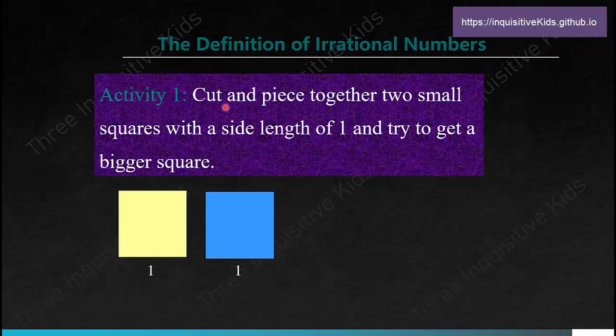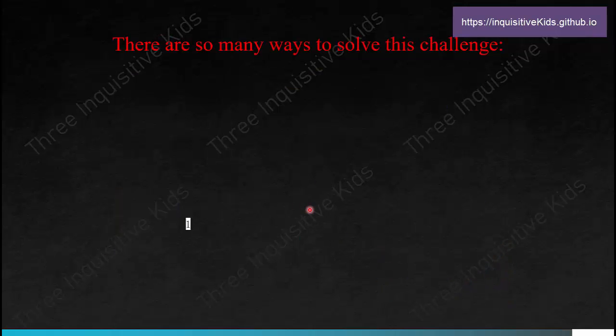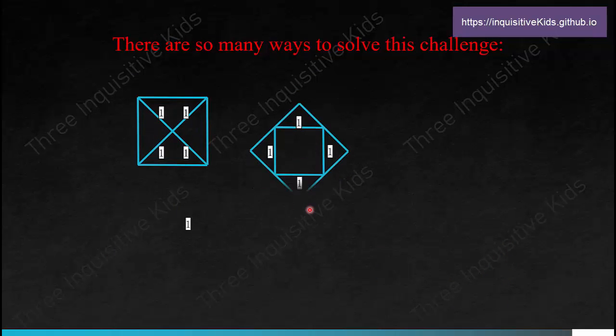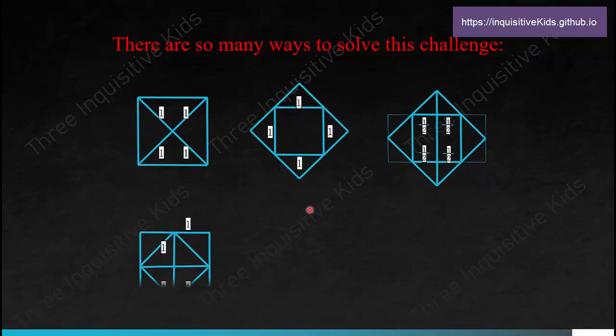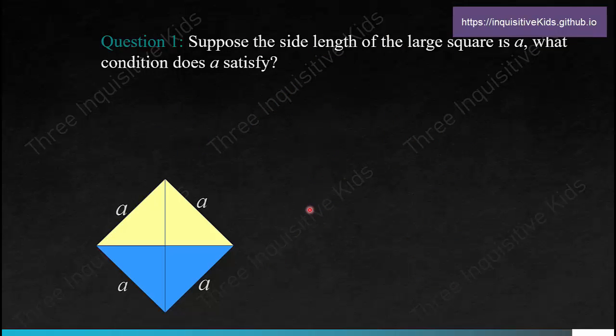This is activity 1. Cut and piece together 2 small squares with side lengths of 1 and try to get a bigger square. Well, what you can do first is split them into half triangles and then put them together like this. And there are so many other ways, like this way, this way, this way. These are all different ways to solve this challenge.